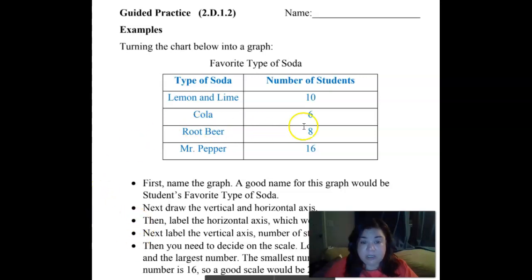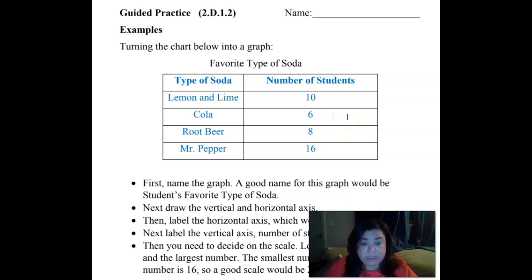Okay, now here is a chart, and we're being asked to turn it into a graph. How do we do this? Well, first you name the graph. You always have to name them, that's important. A good name for this graph would be student's favorite type of soda. You can see the types of sodas there: lemon lime, cola, root beer, Mr. Pepper, and number of students.